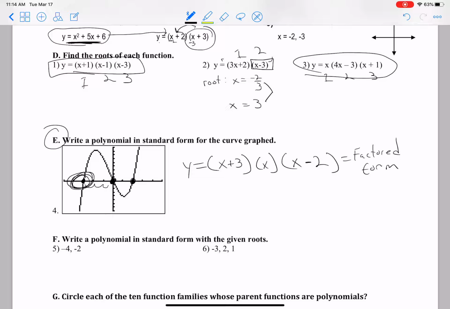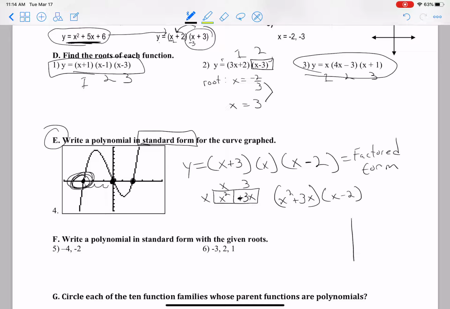Right? But they didn't ask for factored form. They asked for standard form. So what do I do to this factored form? I take it and multiply it through. So I'm going to do x times x plus 3. And I end up with x squared plus 3x. So now I have x squared plus 3x times x minus 2, my last factor.